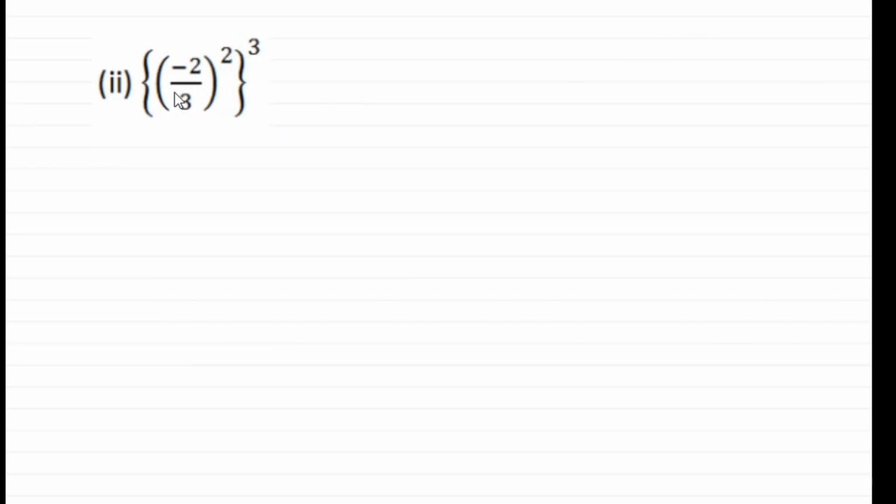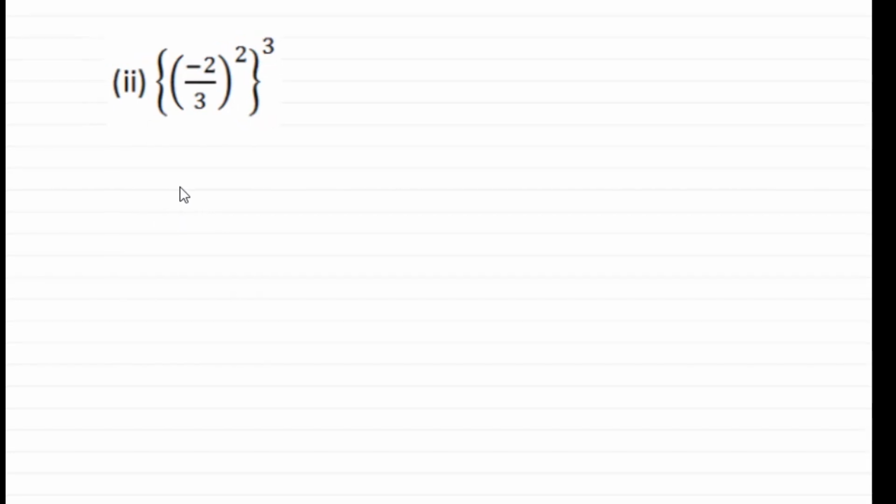Now this is the second part. In the second part again we have (-2/3) raised to the power 2 raised to the power 3. So here again we can write this as (-2/3) raised to the power 6. Then you can simplify and you will get the answer.